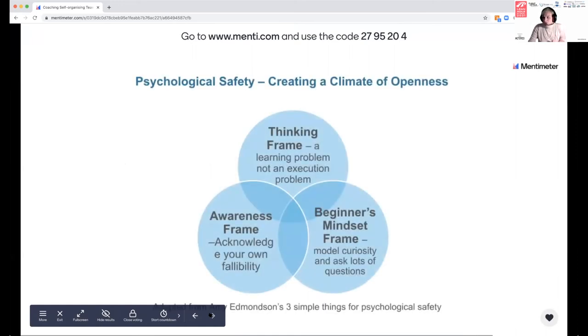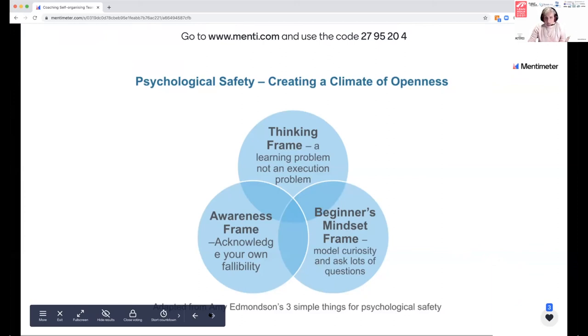So if you go to Amy's talk, one of the three things that she talks about in terms of creating a climate of openness, which is what we really mean in terms of psychological safety. One is taking a thinking frame so that it's a learning problem. When problems arise, it's more a learning opportunity rather than an execution problem. But we've probably all been in that situation where if something comes up, there's a problem, people look to individuals or something to blame. That it's around execution. Creating that climate of openness means you actually take a different stance, that you're thinking of it as a learning opportunity.